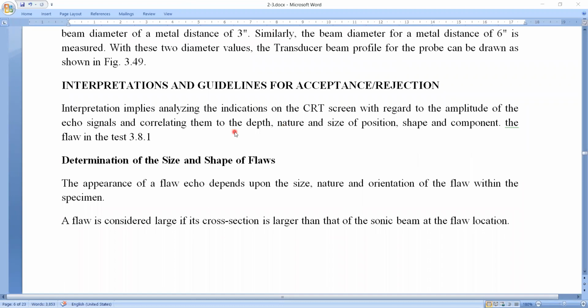Next, interpretations and guidelines for acceptance and rejection. If you have any doubts up to now, you can ask me. I will complete this topic in the next class. With this topic, we can complete the second unit.